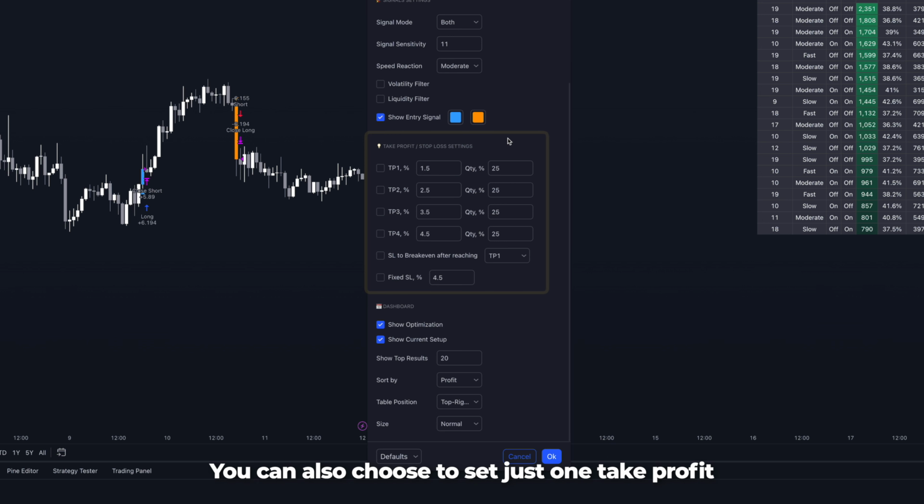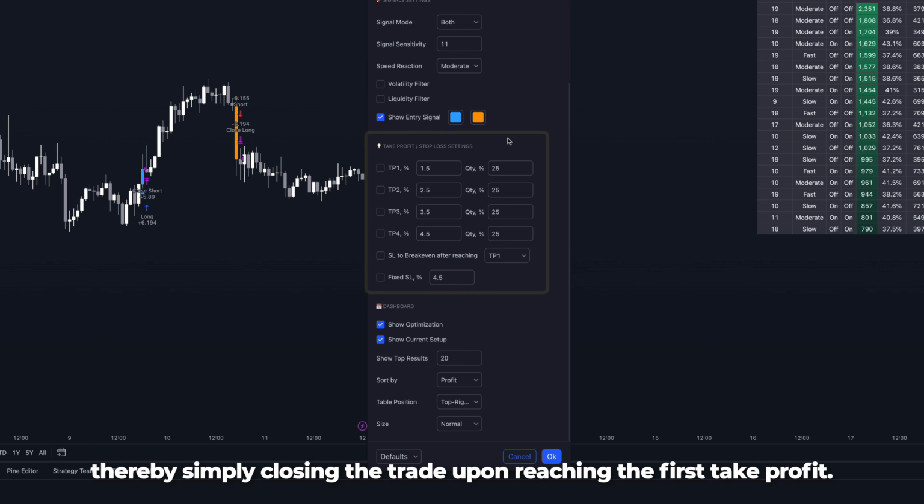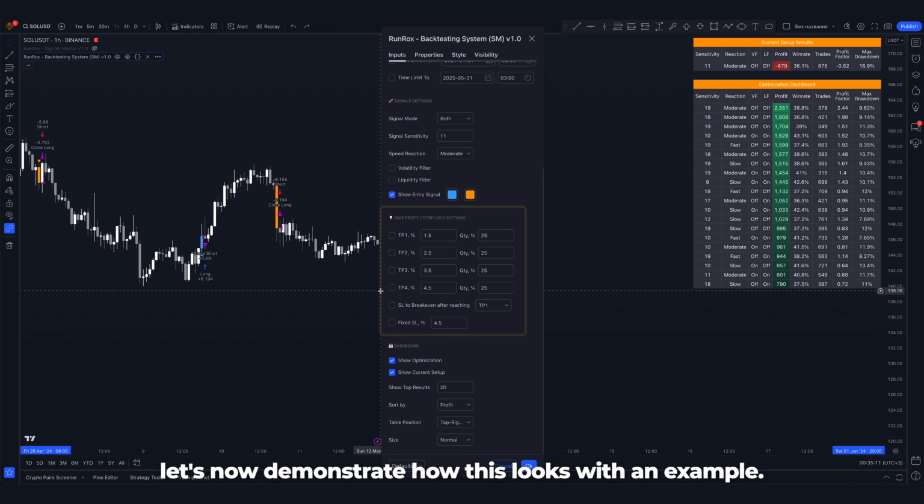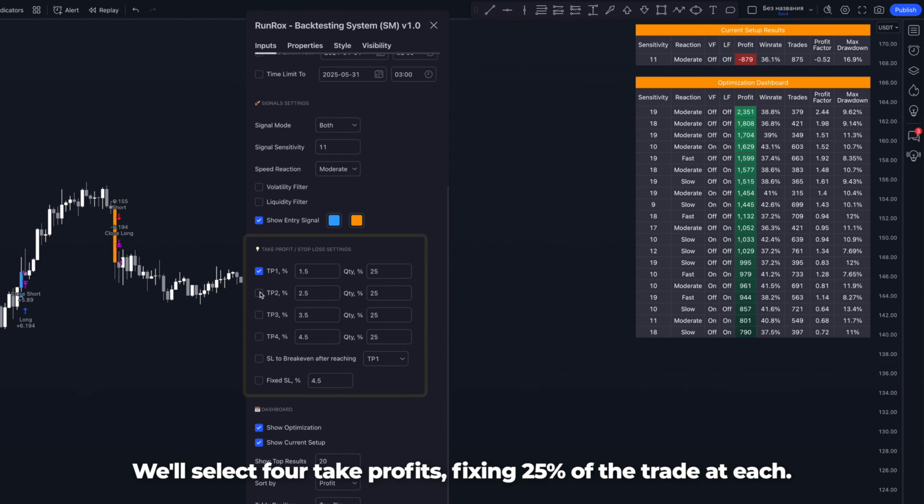You can also choose to set just one take profit and adjust it to close 100% of the trade at that point, thereby simply closing the trade upon reaching the first take profit. Having explained the workings and purpose of the fields in this block, let's now demonstrate how this looks with an example. We'll select 4 take profits, fixing 25% of the trade at each.